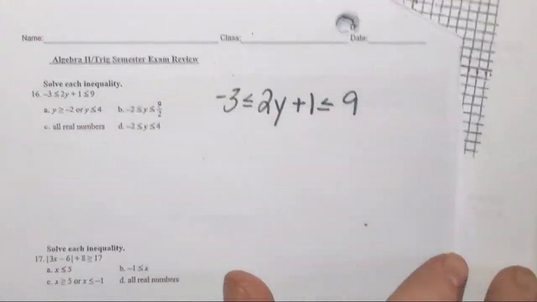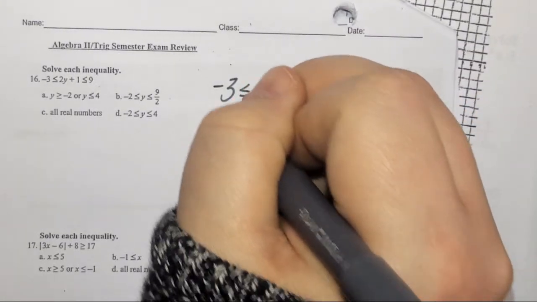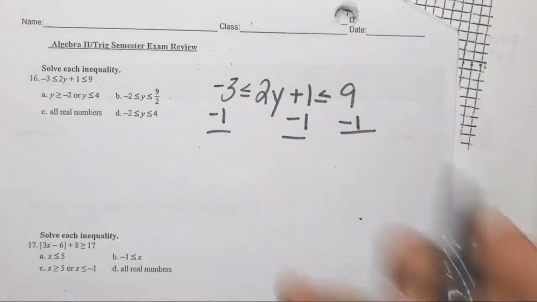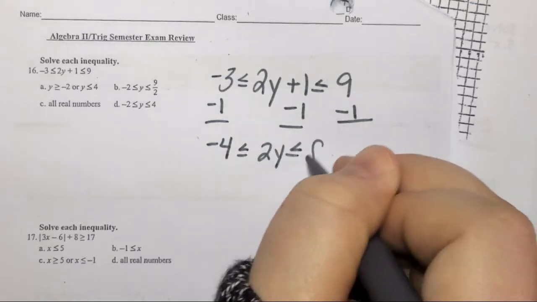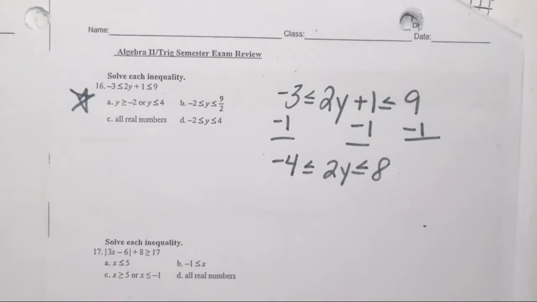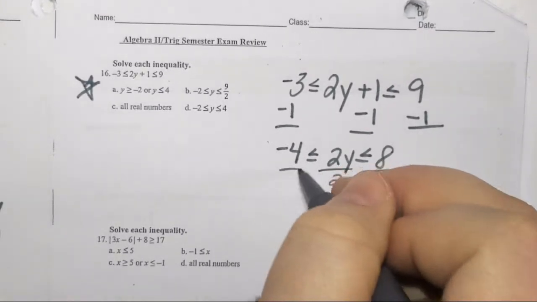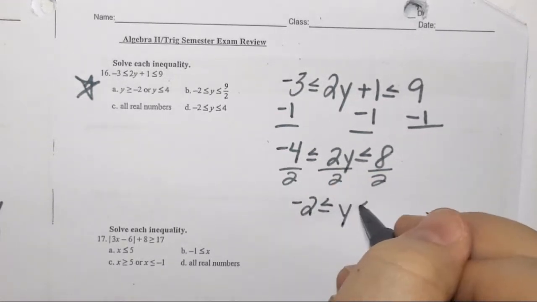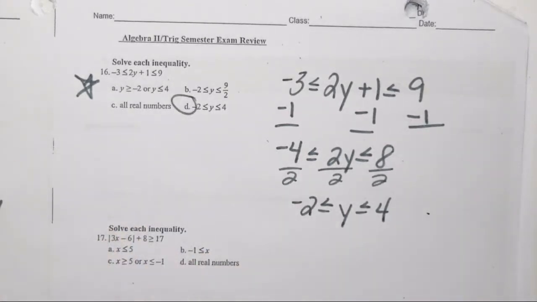Terrible. When we used to work problems like this, yes, we need to get y by itself, so we're going to subtract 1. But we have to subtract 1 from everybody. So we'll have -4 less than or equal to 2y less than or equal to 8. I put a star by this one because most people forget you're supposed to do it to everybody. So when I divide by 2, I'm going to divide everybody by 2. So I've got -2 is less than or equal to y is less than or equal to 4. So the answer is D.